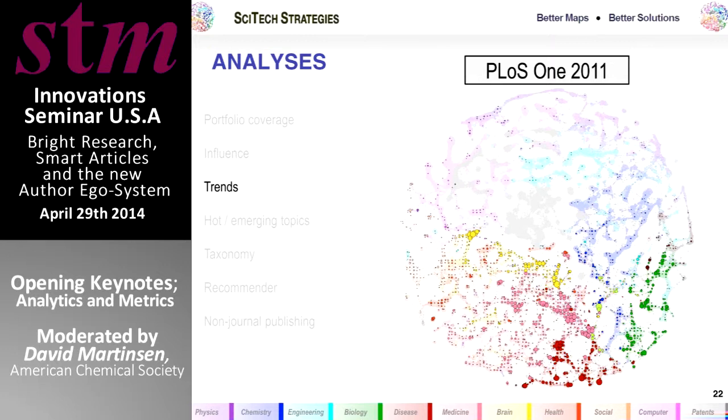But the other thing you can see here is that even though it's a multidisciplinary journal, there's very little in that journal from the physical sciences. There's almost nothing in the top half of the map as compared to what's in the bottom half of the map.